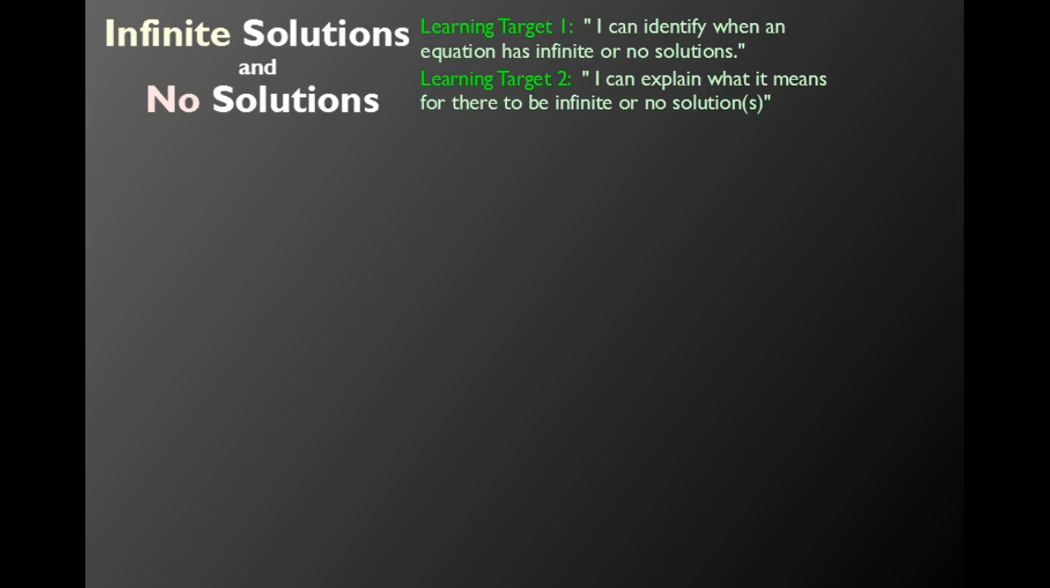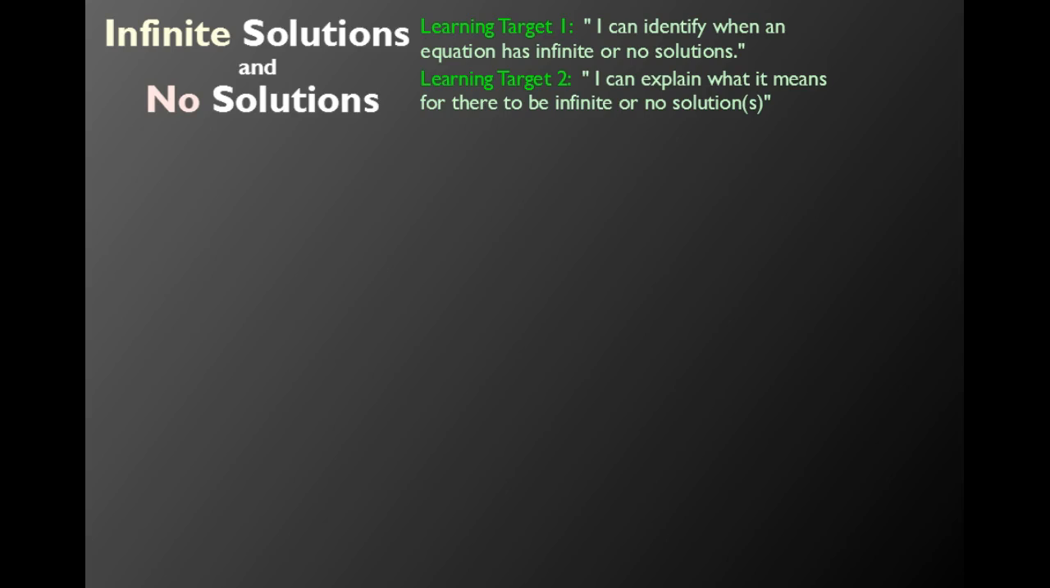The first one is I can identify, so this is a lower learning target, a lower level. I can identify when an equation has an infinite or no solutions. And a slightly higher level one, I can explain what it means for there to be infinite or no solutions. So I'll try to help you with both of those as we go through the notes.